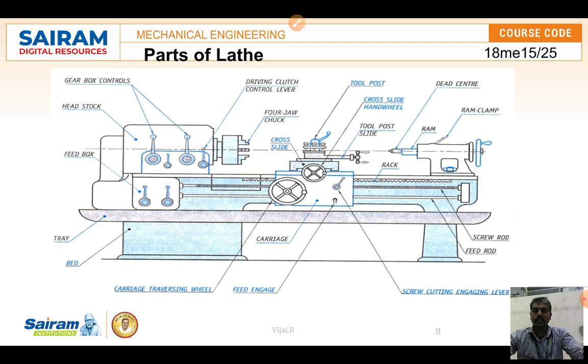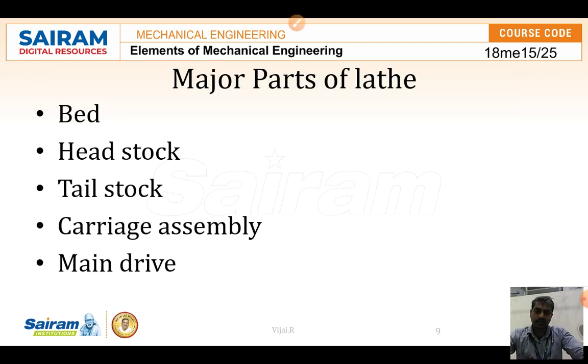And these are all the parts of the lathe. If you see the parts of the lathe, the very important parts are the lathe bed and the legs for the base. And here we have the tailstock, headstock, carriage, tool post, spindle, jaws, all the things. Let me see them one by one in the further video, right? First of all, the major parts of the lathe are the bed, headstock, tailstock, carriage assembly, and main drives.